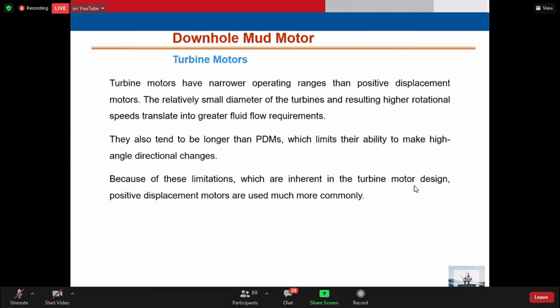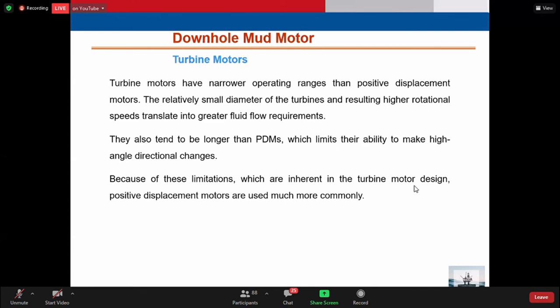So the turbine motors have a narrower operating range than the positive displacement motor. In positive displacement motor, I have different ranges. I can range in flow rate from 100 gallons per minute to 400, 500, so I have a great range of operating. While for turbine motors, I have narrow operating ranges. Turbines have a relatively smaller diameter, resulting in higher rotational speed. So if I don't need higher speed, I cannot control the higher speed for a turbine. I should use the positive displacement motor.